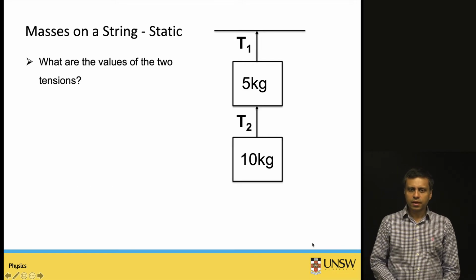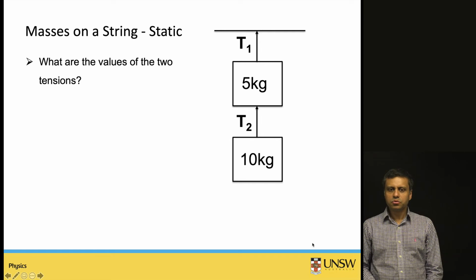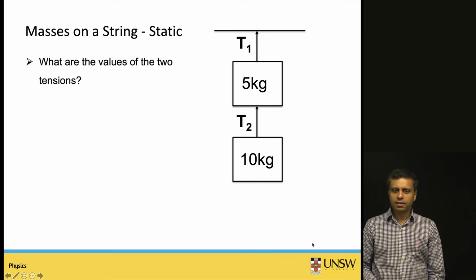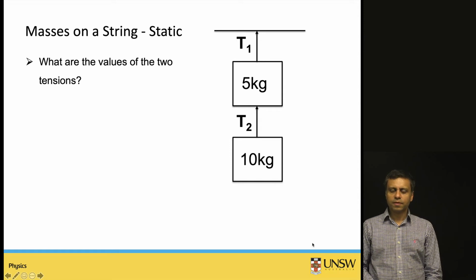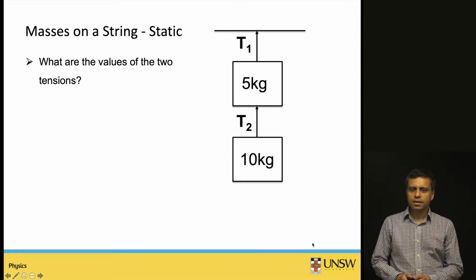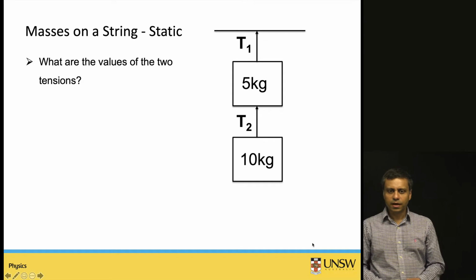So another example here, slightly complicated. There are two masses now hanging together with a rope connecting the two masses and another rope connecting the first block to a surface, and the blocks are suspended vertically.